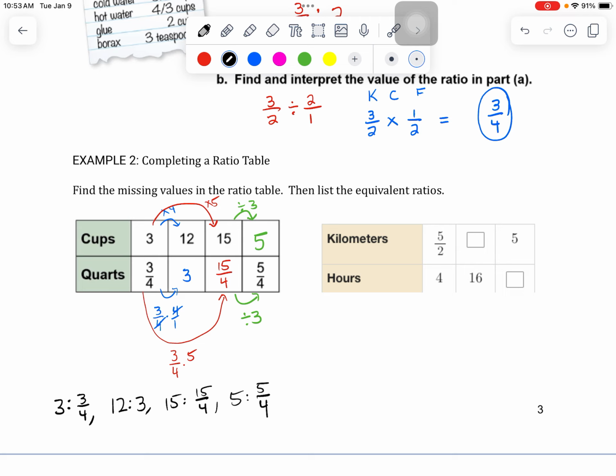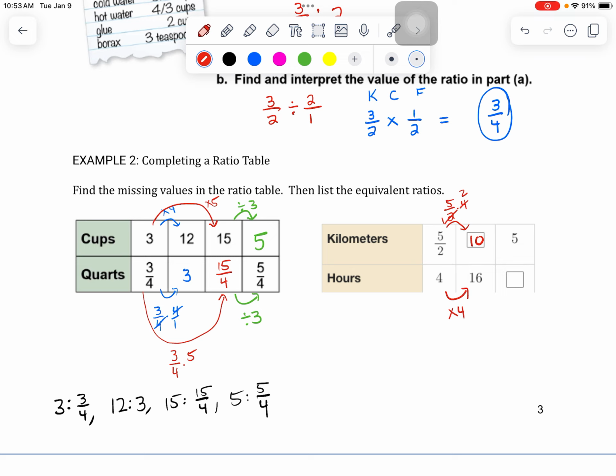All right, same thing for the next question in this example. So if I'm looking at this relationship between kilometers and hours, to go from 4 to 16 hours, I would multiply by 4. So if I do the same thing to the numerator, 5/2 times 4, I can simplify here. So it'll be a 1 and a 2, so that ends up being 10.